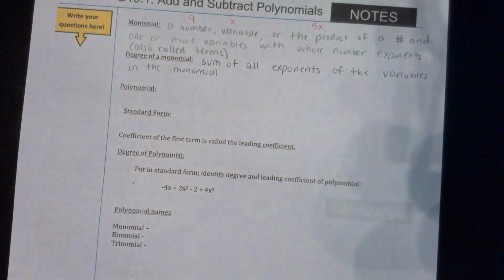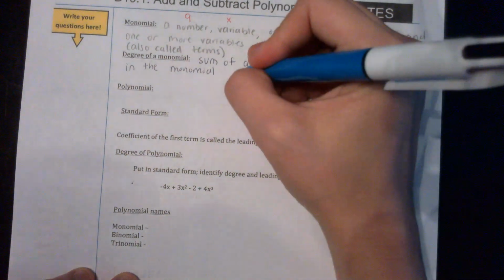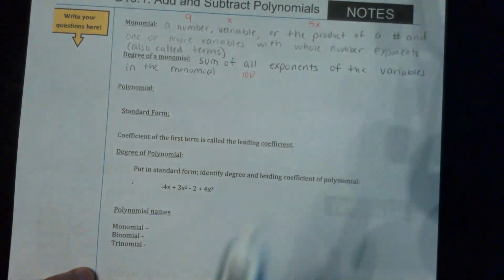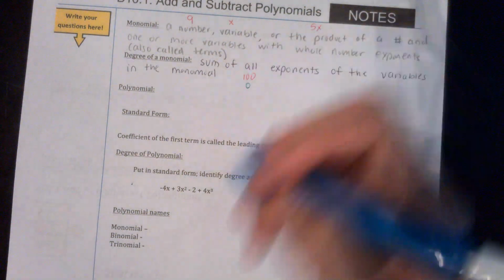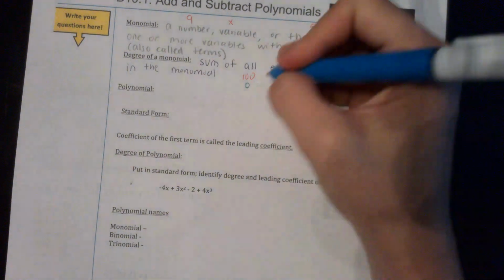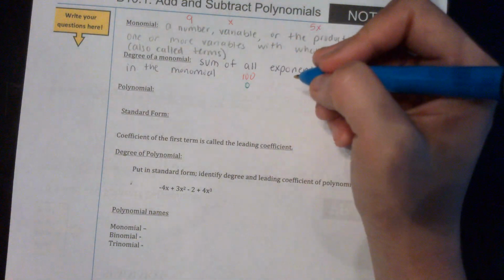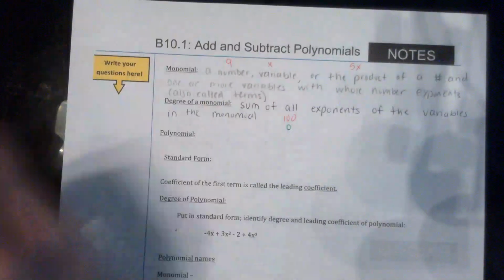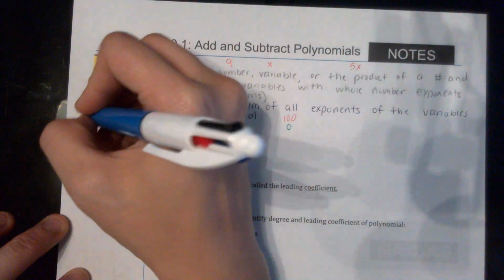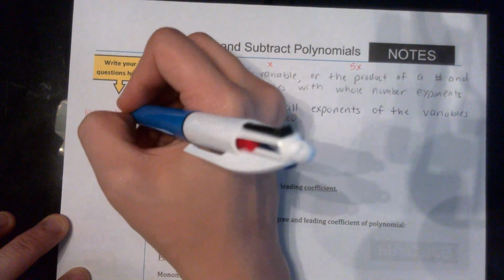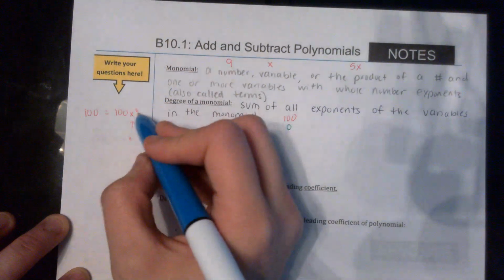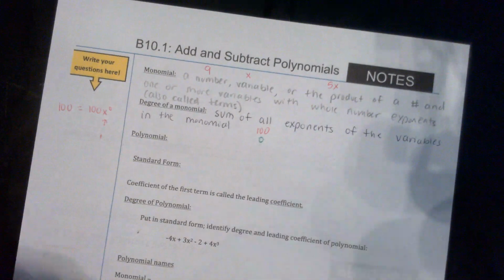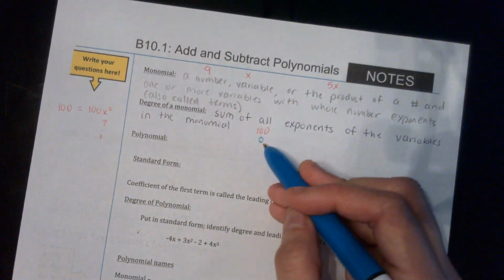Okay, so let's look at an example. We have 100. Our degree is 0, because that's the same thing as writing 100 times x to the 0, because this thing turns into 1. So this is our 0 right there. So if we have just a constant, the degree is 0.